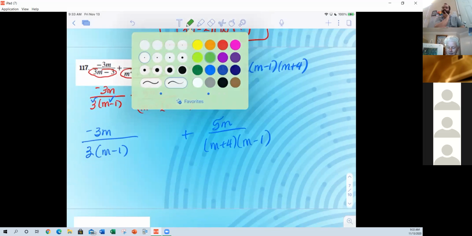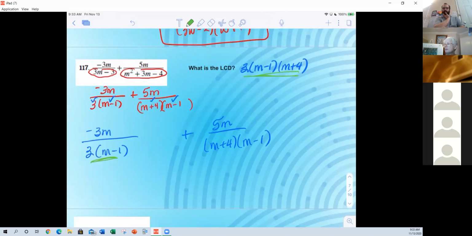Okay, so now I want this denominator to look like this. So what am I going to have to do to it? Elliot? I want this to look like that. Multiply m plus 4. Multiply both the top and the bottom by m plus 4. Good. Okay, now I want this to look like that. What am I going to have to do? Multiply 3. Right. Top and bottom by 3.